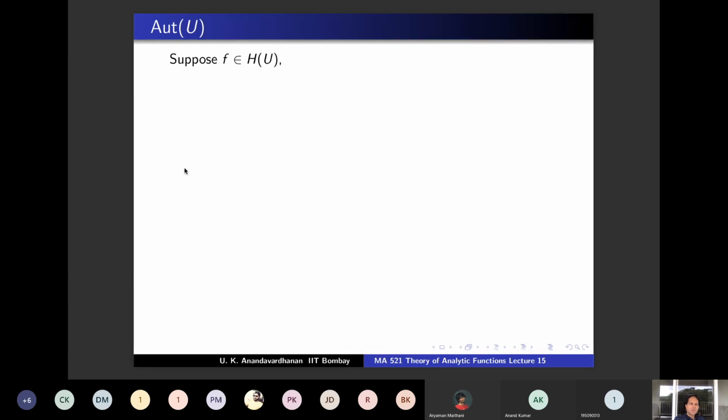Now suppose f is an automorphism of U. F is in H(U), f is 1 to 1, f is onto, and alpha is some element in U such that f of alpha is 0. Suppose you have an element such that f of alpha is 0. Now there will be an element alpha, no? Why is this true? This is automatic. This you don't have to assume. There is an alpha in U such that f of alpha is 0 is given to you. Why?